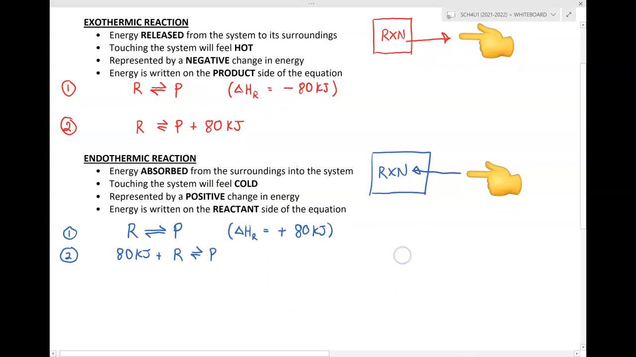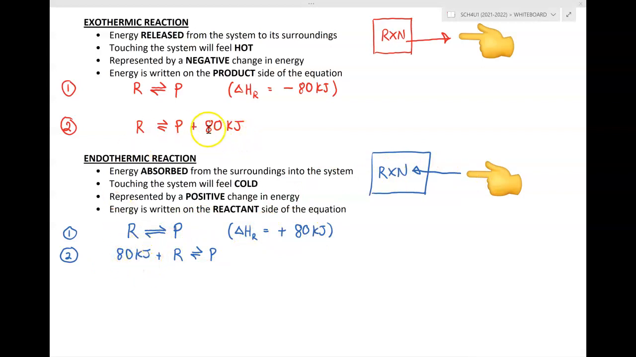With the second method, we are going to, again, write out the chemical equation, reactants being converted to products, but instead of having it in a bracket off to the side, we write the energy directly in the equation itself. Because the energy is being released by the reaction, it's being produced by the reaction, we consider it to be a product. So we're going to write the energy directly on the product side. Versus in an endothermic reaction, energy is written on the reactant side. It is a requirement for the reaction to move forward. So I need to give it energy in order for the reaction to move forward, so I must write the energy on the reactant side of the equation.